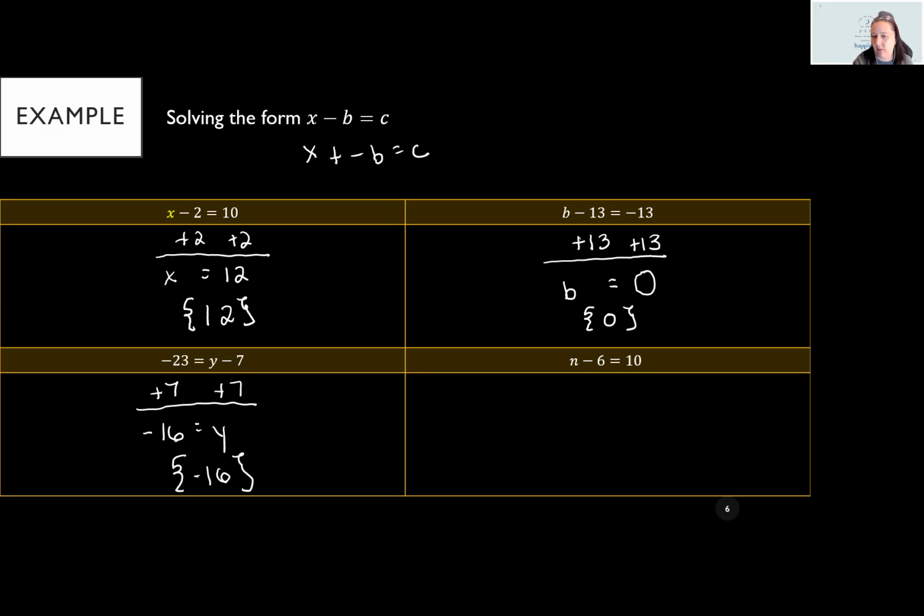Now the last one on the right here, I have n minus 6 equals 10. I want to get n by itself. It's a minus, so I'm going to add. So I'm going to do a plus 6. And this gives us n equals 26. 10 plus 16 is 26. The negative 6 plus 6, those cancel. So our solution set is 26.